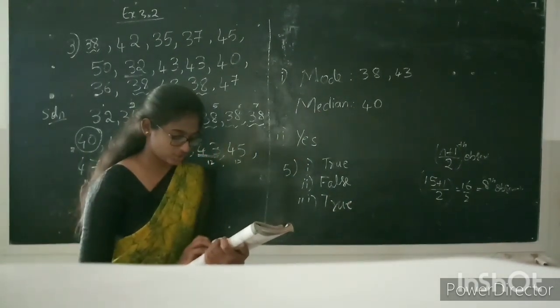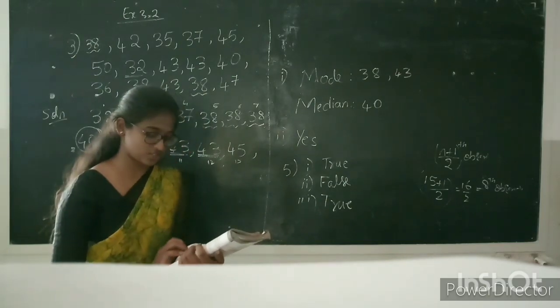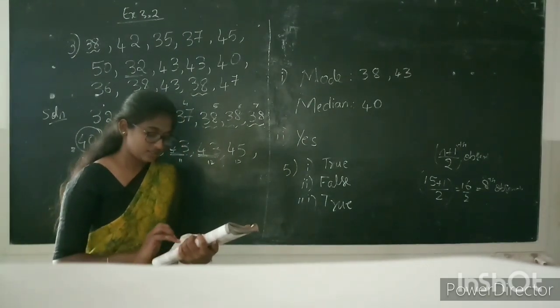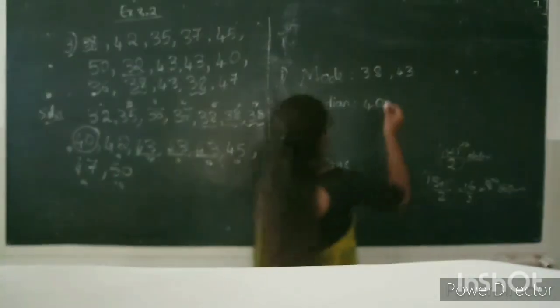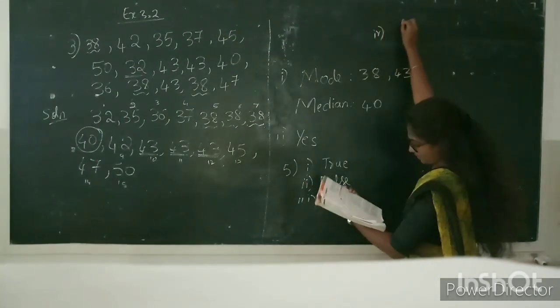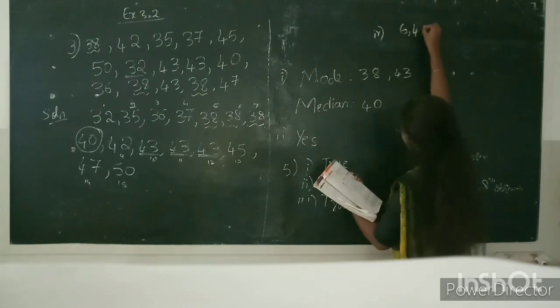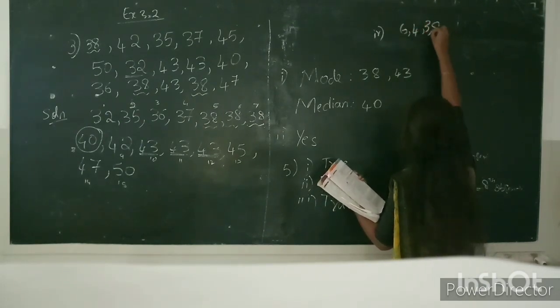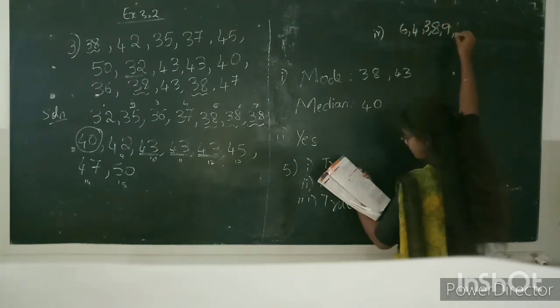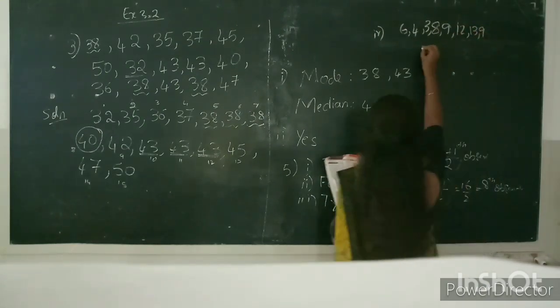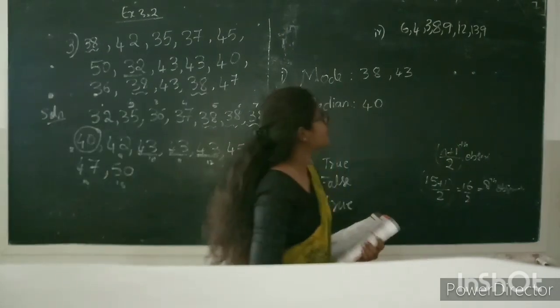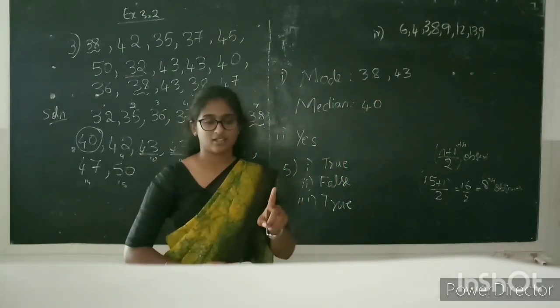The fourth question is, the data given is having a mean 9. The data given there is 6, 4, 3, 8, 9, 12, 3, 13 and 9. You have to find whether these numbers are having mean as 9.